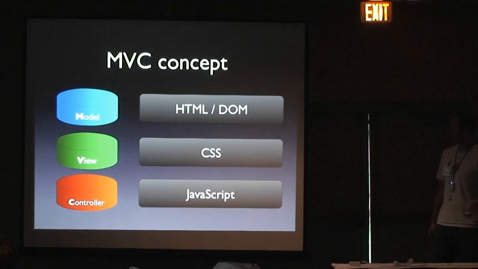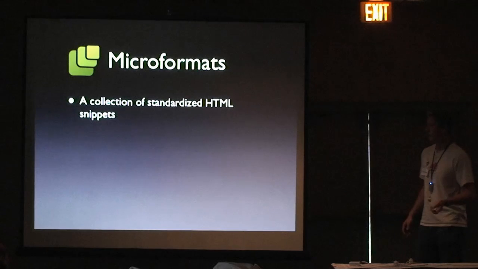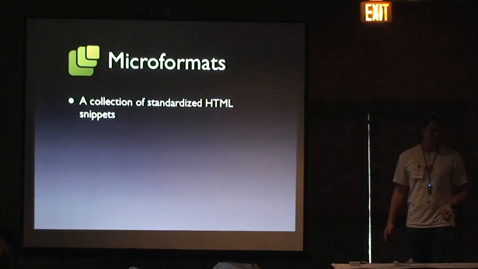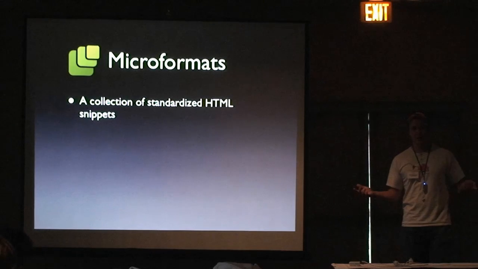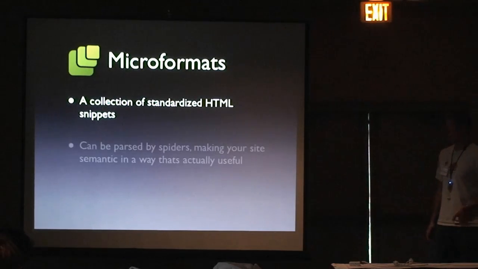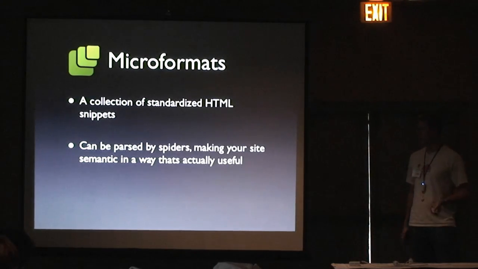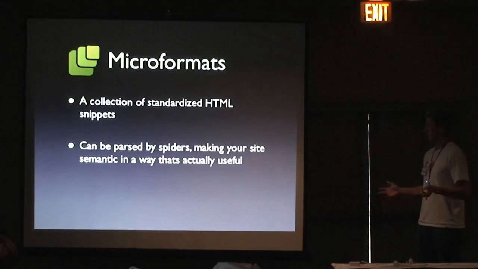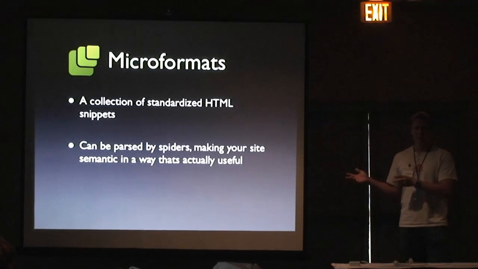All right, about microformats. Basically, for those of you who don't know what it is, microformats are a collection of standardized HTML snippets. What's so cool about standardized HTML snippets, you'll ask? Well, what you can achieve with them is that spiders, any kinds of robots going through the web, can find those microformats, detect them, and extract your information. That means the semantics in your document are actually useful.